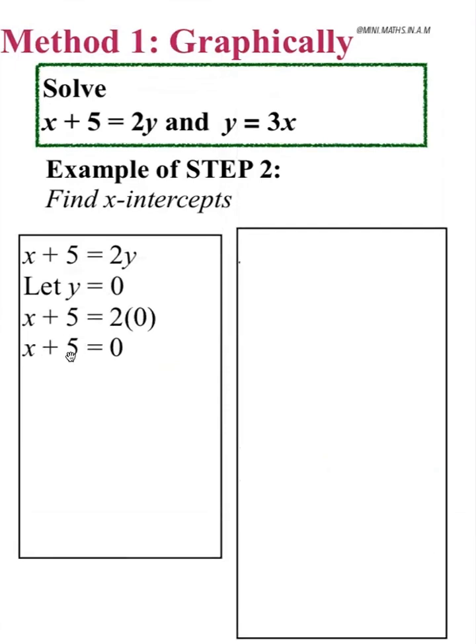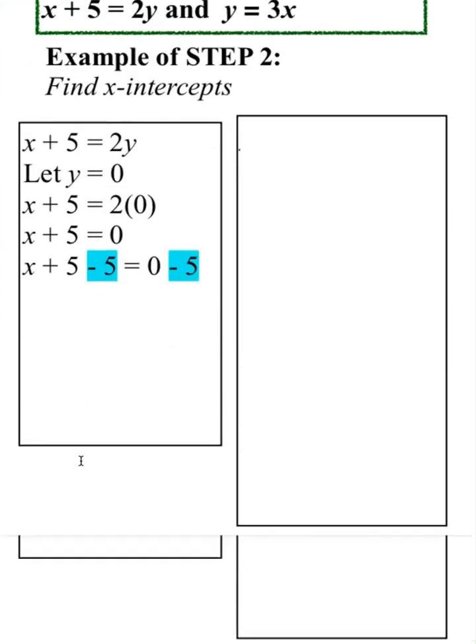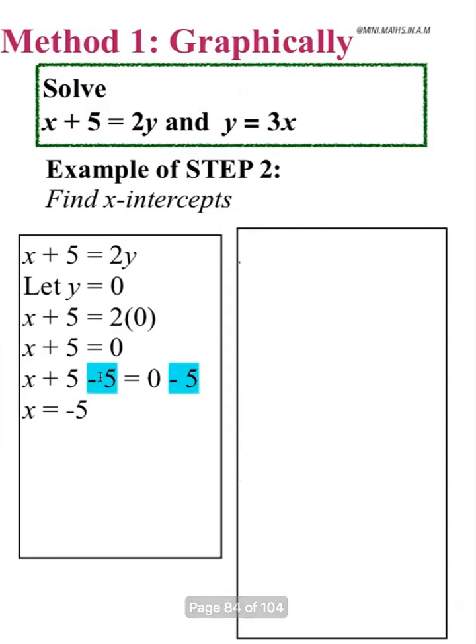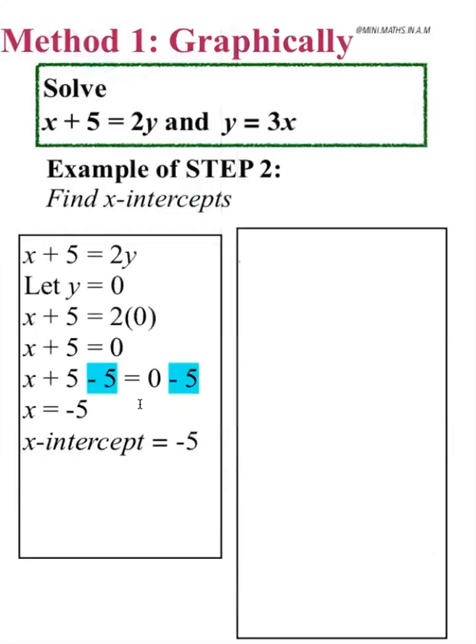Right now we have this 5 in the way, and the 5 is being added to our x. We need to do the opposite of adding, which is subtracting. What we do to one side, we have to do to both. So we minus 5 from both sides. Over here, they cancel out because 5 minus 5 is 0. So that just goes away. Over here, we have 0 minus 5, which gives us minus 5. So our x-intercept for our first line is minus 5.